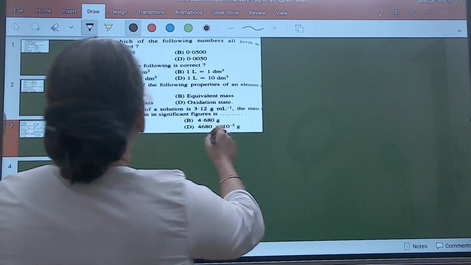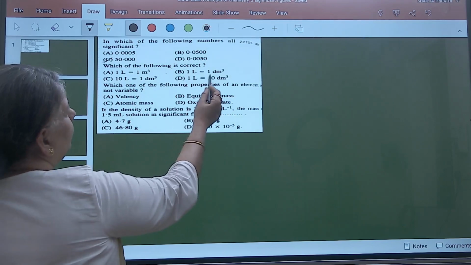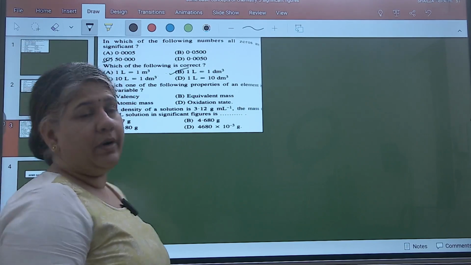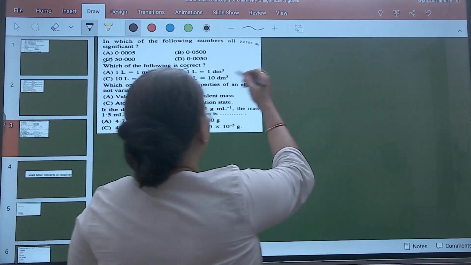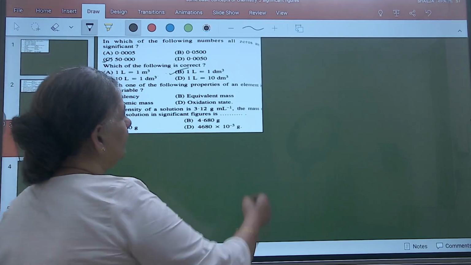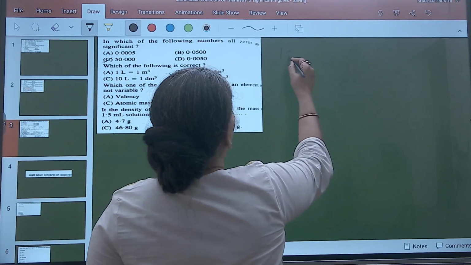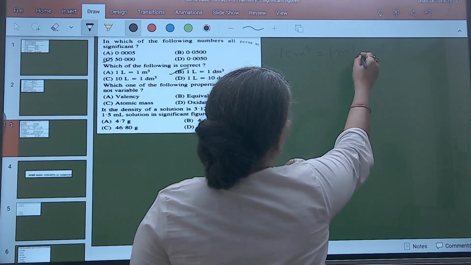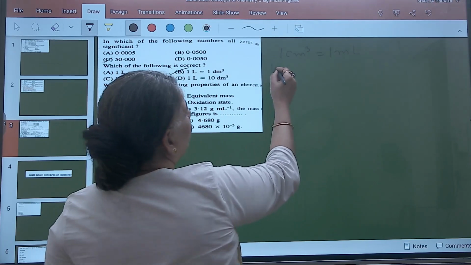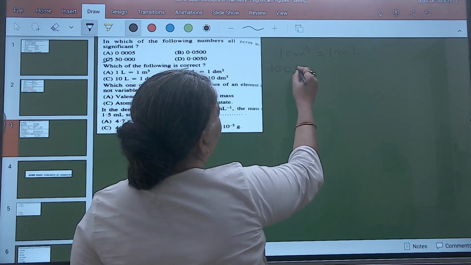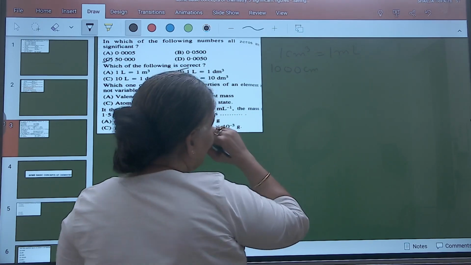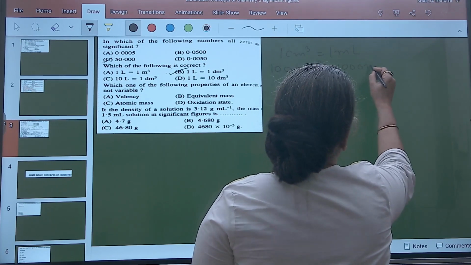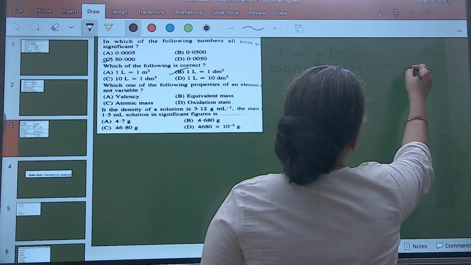This question, see which of the following is correct. So here option B is correct. 1 liter is equal to 1 decimeter cube. Now let's see how we'll derive this. See, you must remember 1 centimeter cube is equal to 1 milliliter. Multiply by 1000 on both the side. So what you get, 1000 centimeter cube is equal to 1000 ml and 1000 ml is equal to 1 liter.